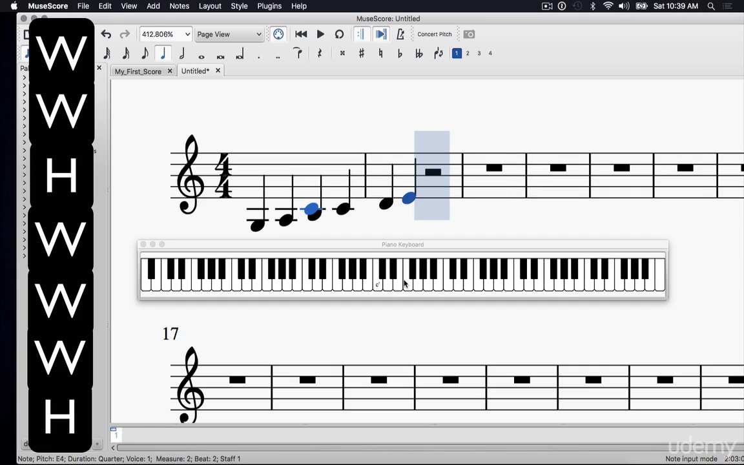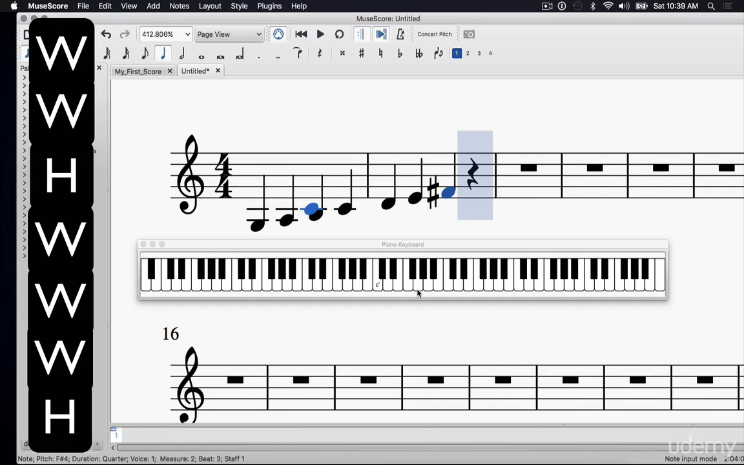Now here's the tricky one. Whole step gets me to here, because this is a half step, this is a whole step. And then half step gets me back to G. Now if you did this right, you're always going to begin and end on the same note. G and G.